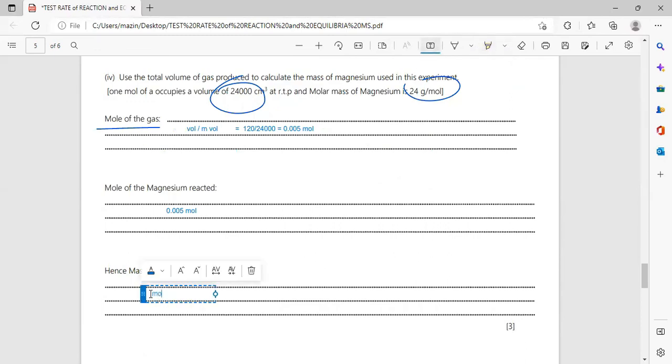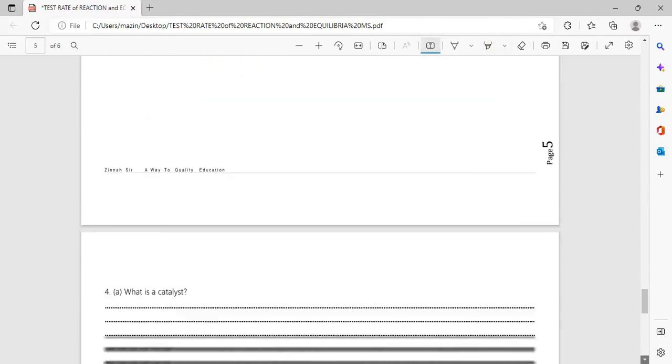So mole into molar mass. Mole is already there. 0.005 multiplied with 24 given. If this is multiplied with 24, what should we get? 0.12 gram. So this sharply 3 calculation, 3 marks. These are from the mole chapter, right?